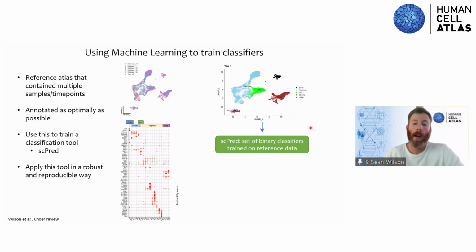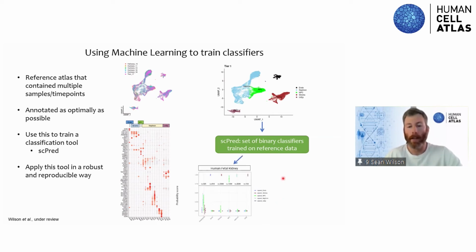So scPred essentially trains a set of binary classifiers on the annotation of a reference single cell data set. And then you can apply those to a test data set. When we applied the scPred model based on this annotation to held out human fetal kidney data, it seemed to generate a really accurate assessment of cellular identity, really high probabilities, and quite strong signal there.